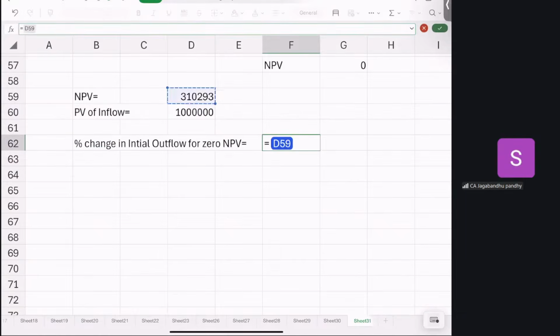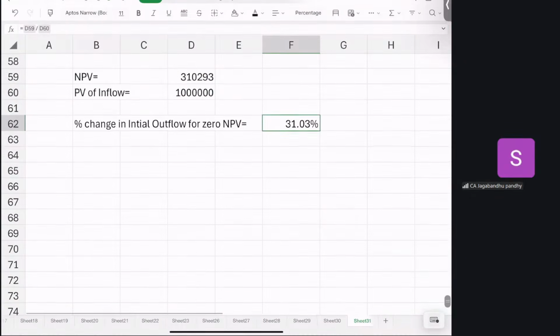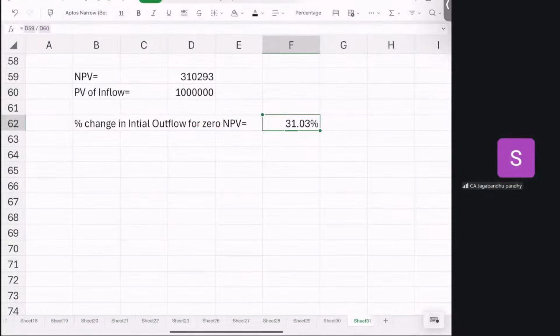So this will be 3,10,293 divided by 10 lakh, which is 31.03%. Percentage change is 31.03%. Of course, this is going to be an increase. I mean, when your initial outlay increases, then your NPV is going to fall.